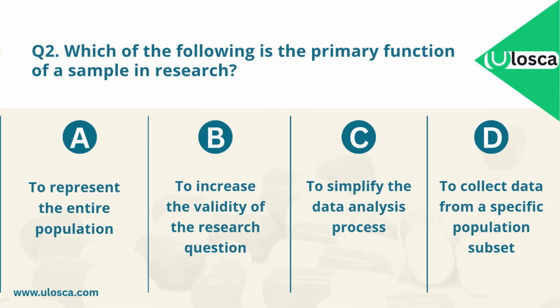Question 2. Which of the following is the primary function of a sample in research? A. To represent the entire population. B. To increase the validity of the research question. C. To simplify the data analysis process. D. To collect data from a specific population subset. Which one is the correct answer?